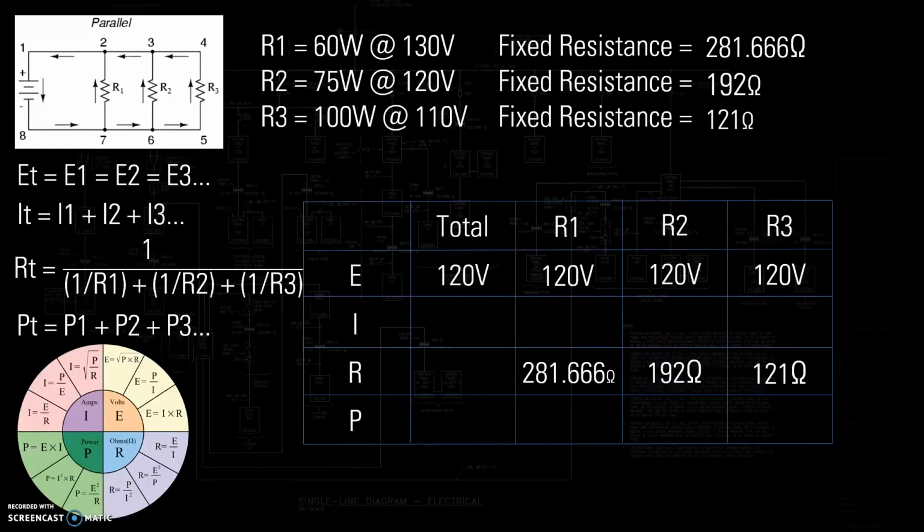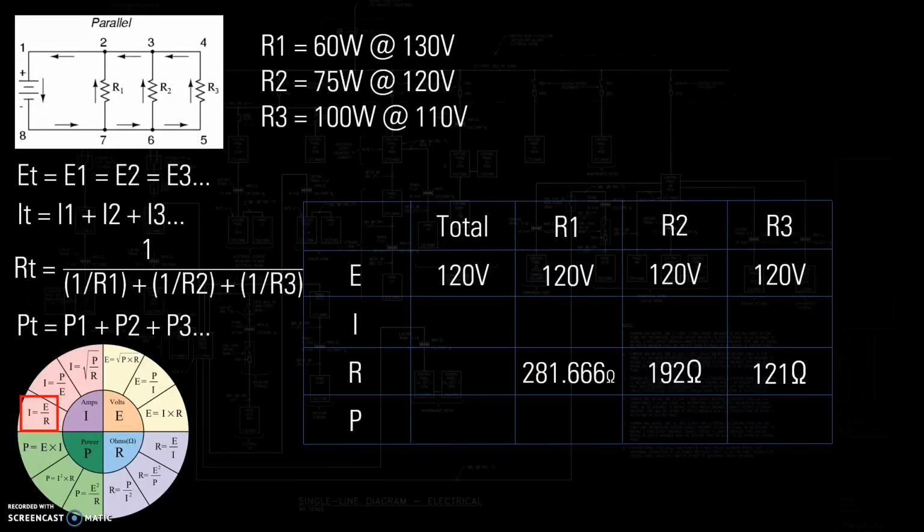So now we have some options here, right? Because we have 2 values in all 3 of these columns, we can again use Ohm's law to find whatever we want to find, I or P in this case. Let's work with I. We know E, we know R, we're looking for I. Ohm's law tells us I equals E divided by R. I won't run you through the calculation, but in this case I1 would equal 0.426 amps, I2 would equal 0.625 amps, and I3 would equal 0.992 amps.